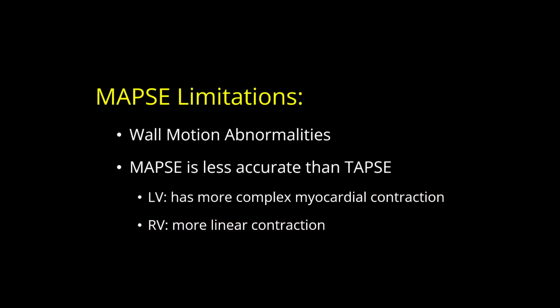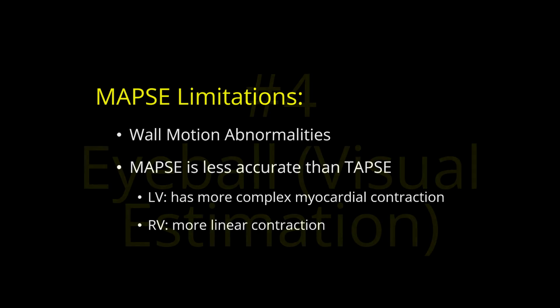As you'd expect, MAPSE has limitations too. Again, wall motion abnormalities will cause problems with any ejection fraction measurement. And MAPSE is less accurate than TAPSE is for the right ventricle because in the RV there's more linear contraction of the RV, whereas the LV has a more complex myocardial contraction, and that linear component is not as important as it is in the RV.